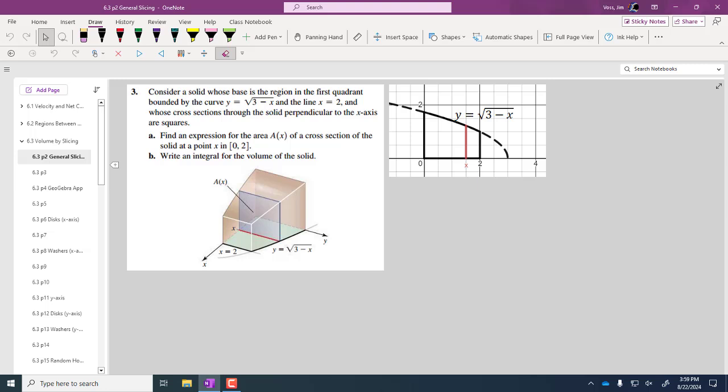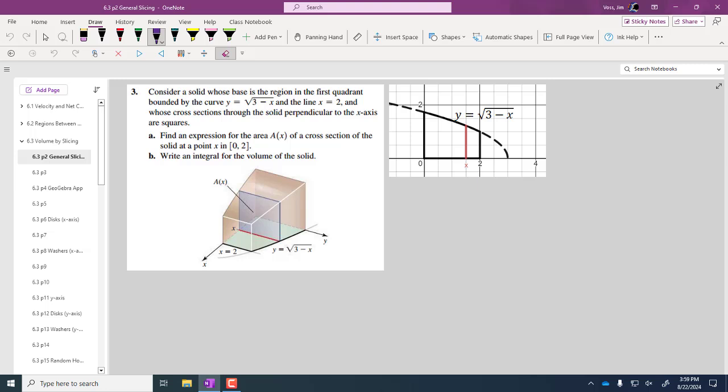So we're looking at that square-ish object. Maybe it's only a rectangle. Who knows? We'll find out probably. So let's see. They tell us the following. They say this curve right here is root 3 minus x. This line is x equals 2.